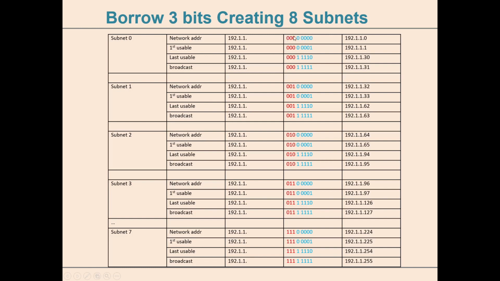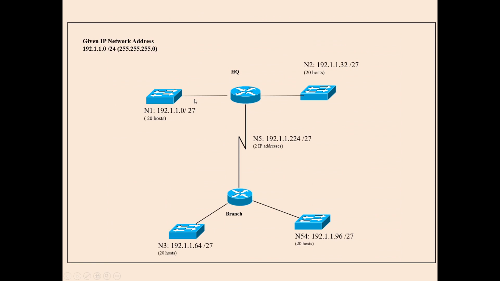And all those subnet numbers are shown in this chart. Assign those subnetworks: N1 uses subnet 0, N2 uses subnet 1, N3 subnet 2, N4 subnet 3, and N5 subnet 7. We use the last subnet for the connections between headquarters and the branch.